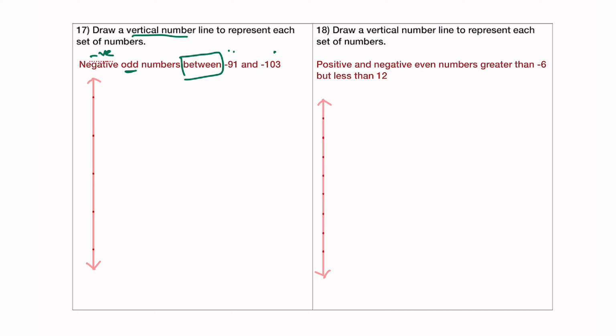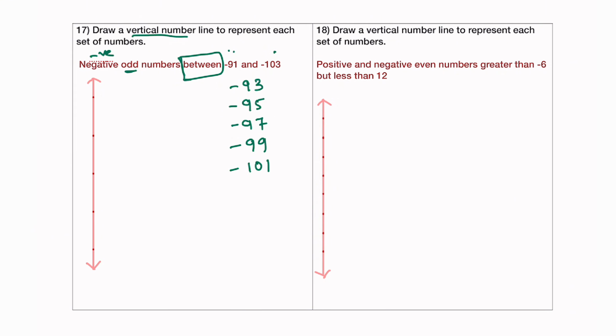We'll take numbers between them. So minus 91 and minus 103. We need to have numbers between them, and they're odd numbers. So 91, do we take it? No, because it's between. So we start with the next odd. So 92 we are going to skip. We say minus 93, minus 95, minus 97, minus 99, minus 101.